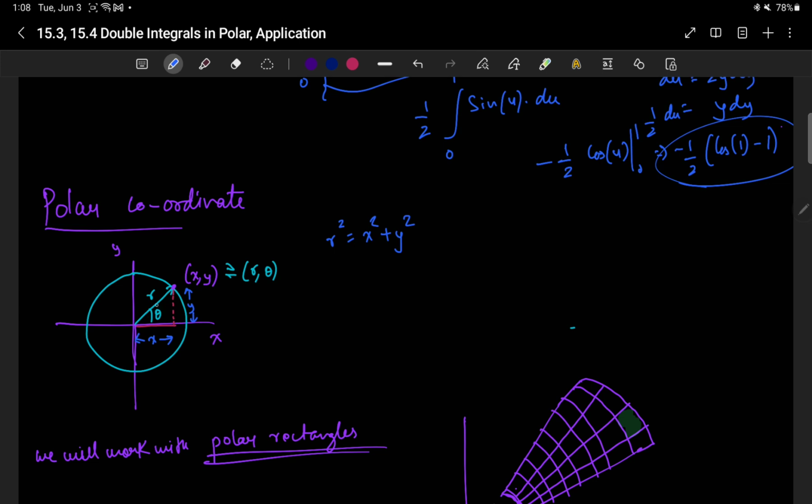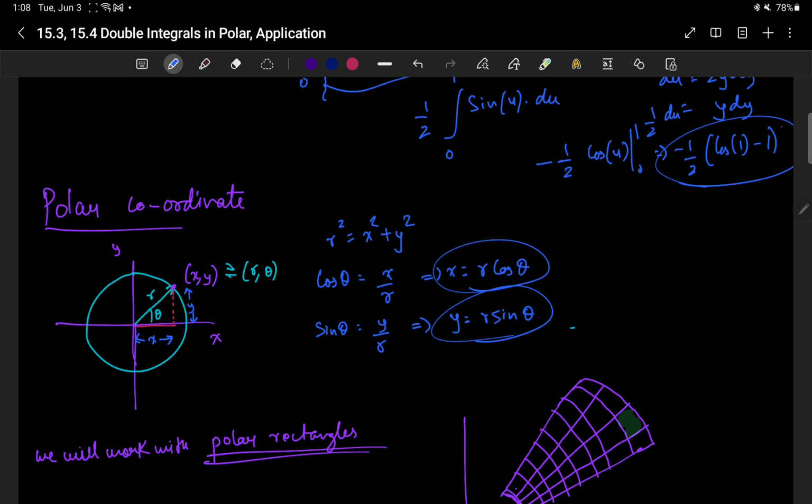The others come to us from trigonometry. So you have cosine theta, SOHCAHTOA, adjacent over hypotenuse, which is x over r, gives us x equals r cosine theta. And sine theta, which is opposite over hypotenuse, gives y over r, which gives y equals r sine theta. So if you ever forget which one is cosine and which one is sine, you can just use trigonometry.